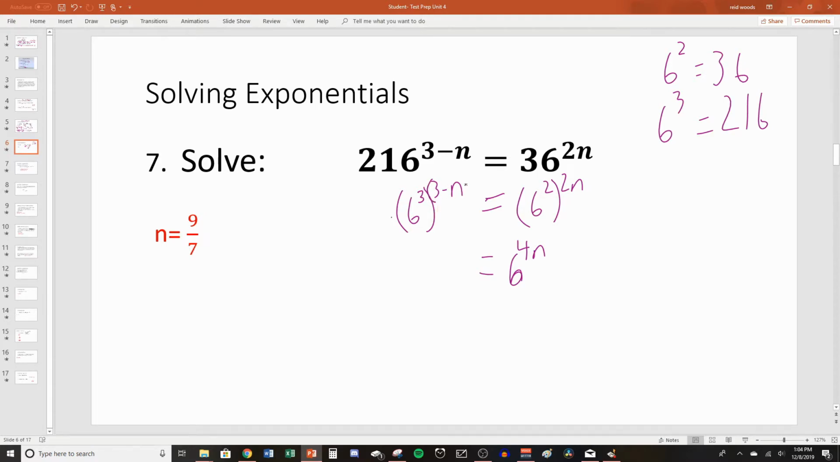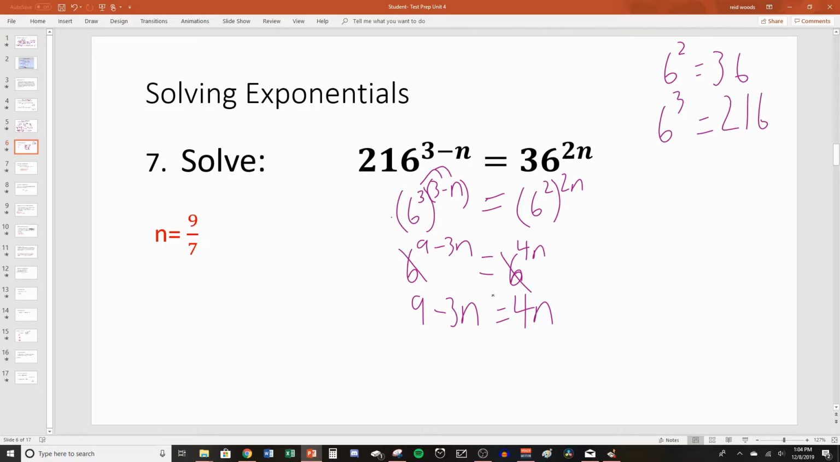Well, I have to distribute this to all of it. I can't just do to one, I have to do to both. So this is 6 to the 3, well, excuse me, 3 times 3 is 9 minus 3n. This is where I want to be, because once I get here, I'm able to forget about these bases and really just focus on the exponents. 9 minus 3n equals 4n.